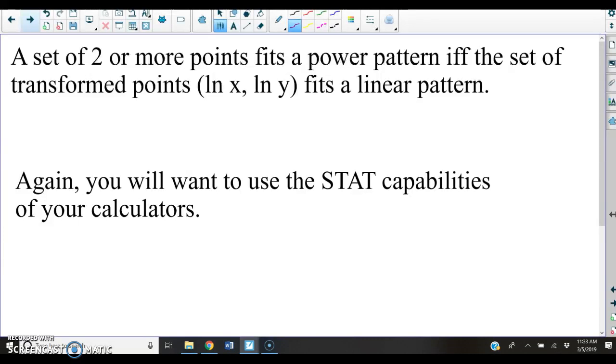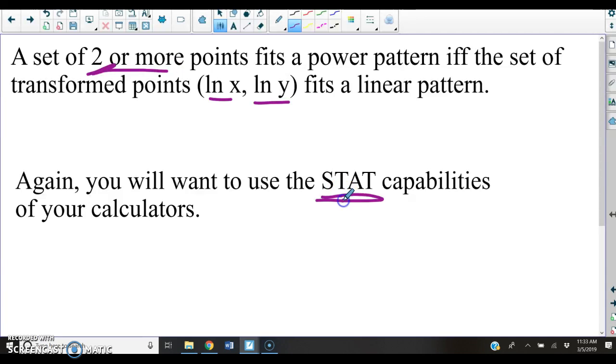Now, you can tell if a set of several points fits a power pattern if the set of transformed points natural log x and natural log y fits a linear pattern. So again, you're going to want to use the list 1 through 4. Oh, by the way, if it's only 2 points, you can make 2 points do anything. You can make them fit a line, you can make them fit a power, you can make them fit an exponential. Okay, so to me, it has to be more than 2 points.